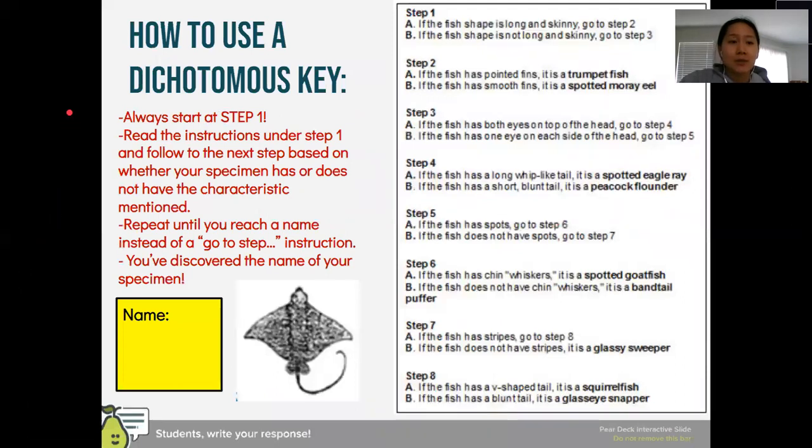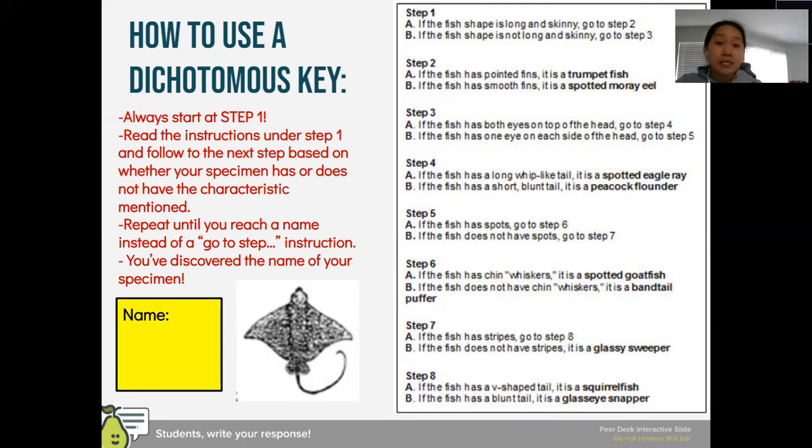So how do we use a dichotomous key? Well, you're always going to start at step one. It's like any recipe. You start at the very, very beginning. You're going to read the instructions under step one and then follow to the next step based on whether or not the specimen has or does not have that characteristic mentioned in step one.